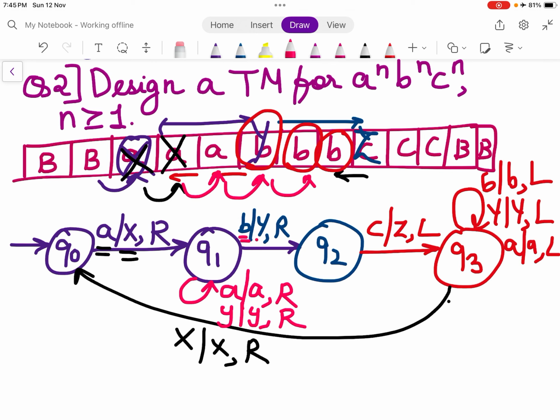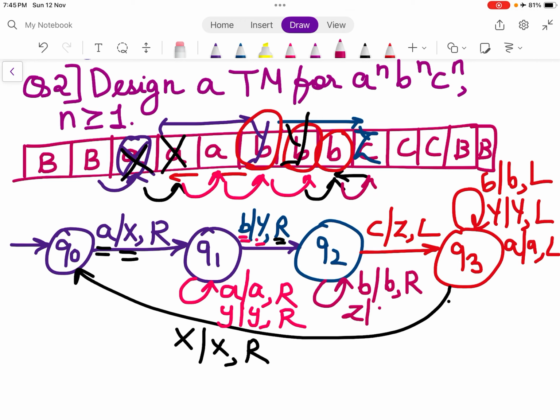So B, replace it with a Y and move in the right direction. Again you see a B. Now for whatever amount of B's you see, keep them as it is and move in the right direction. Then you see a Z. For whatever amount of Z's you see, keep them as it is and move in the right direction.